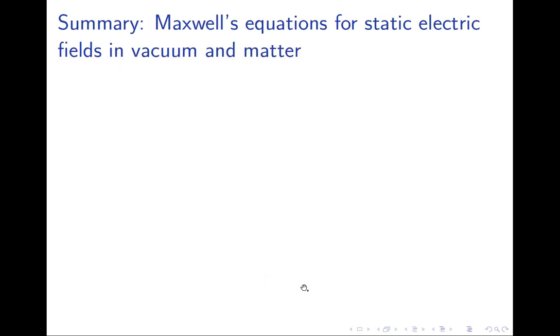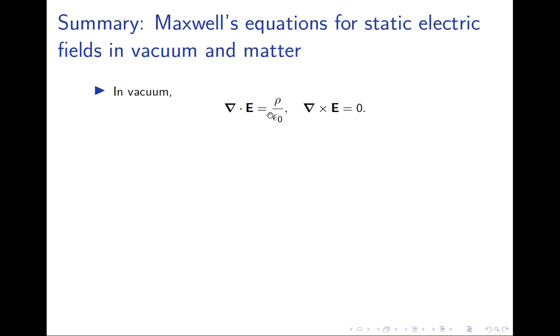So this is the summary slide. What we covered today is electrostatics, and here are the Maxwell equations which govern every phenomenon in static electricity. For vacuum, the two Maxwell equations are the Gauss law, this is the differential version, and this is the differential version of the curl law, or the fact that the line integral of the electric field around a loop is 0. That is the same as saying that curl of E is 0.